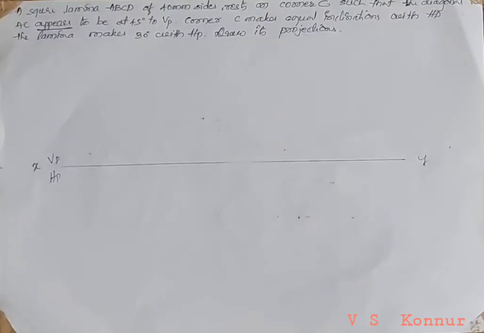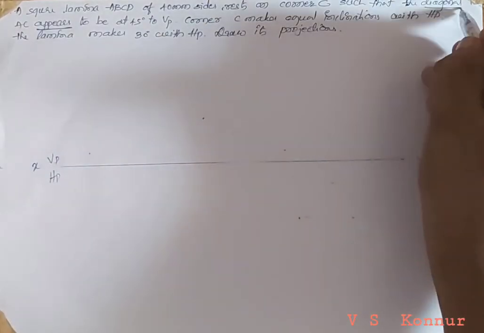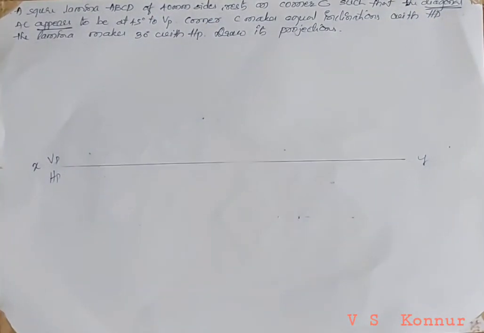A square lamina ABCD of 40 mm sides resting on corner C. It is the 10th problem. Such that the diagonal, so here once again the diagonal is there. Diagonal AC appears to be at 45 degree to VP.